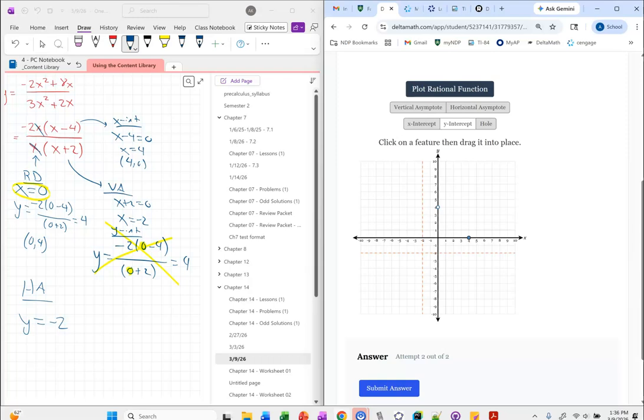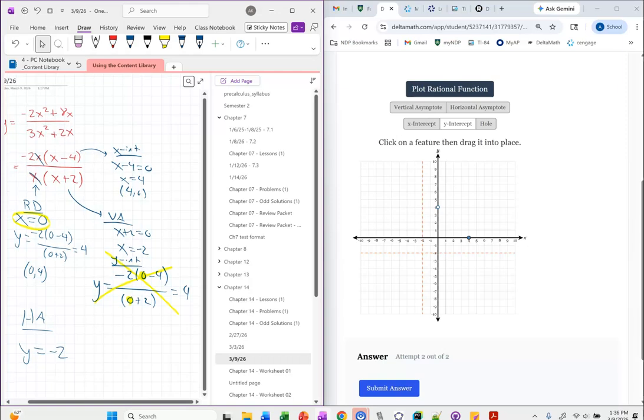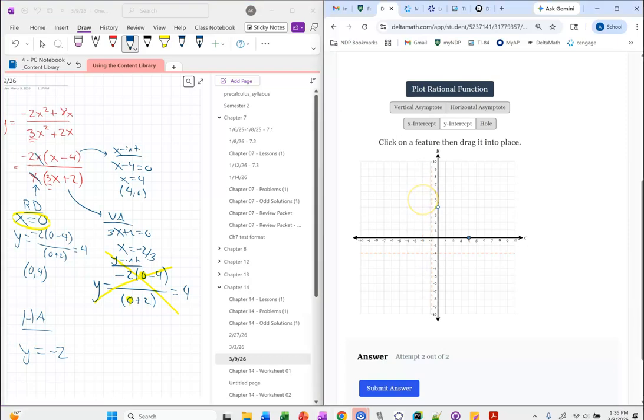Plugged 0 in, I got 4. Did I do the factoring wrong? Sure did. Look, there's supposed to be a 3 here. Okay. Great. All right, so that should be negative 2/3.